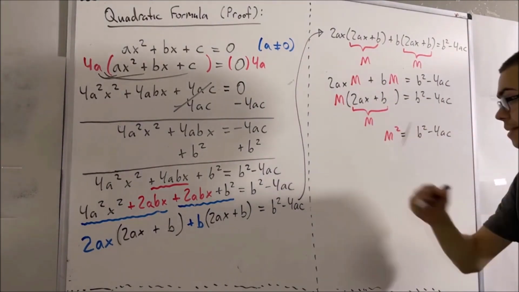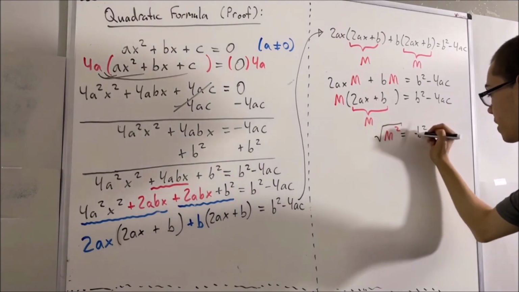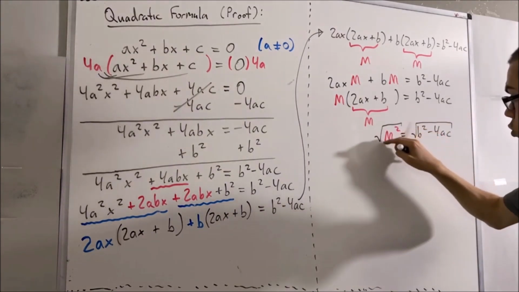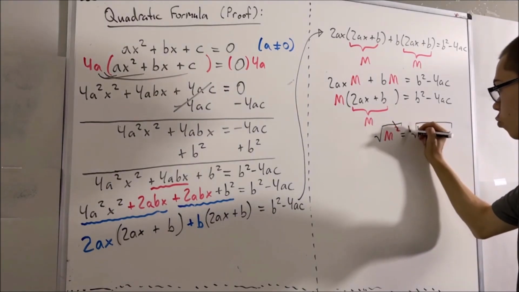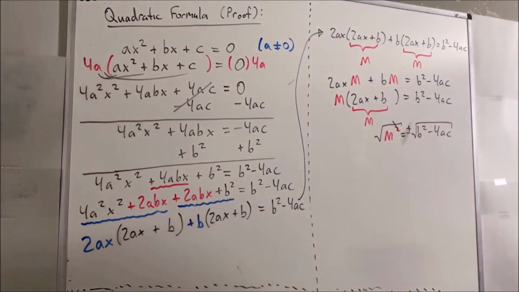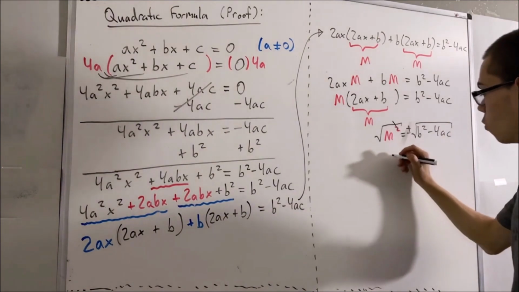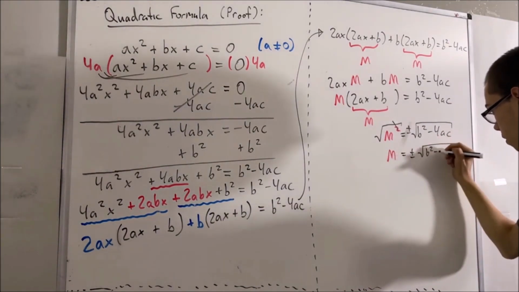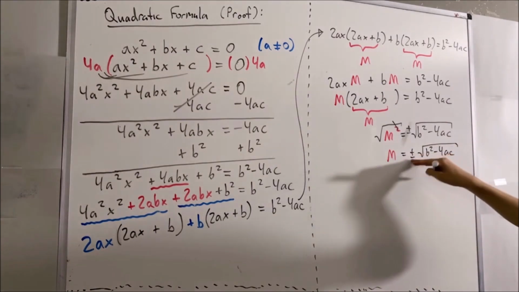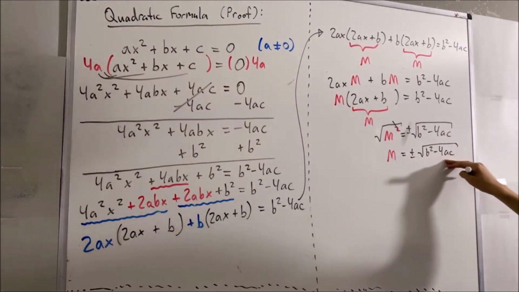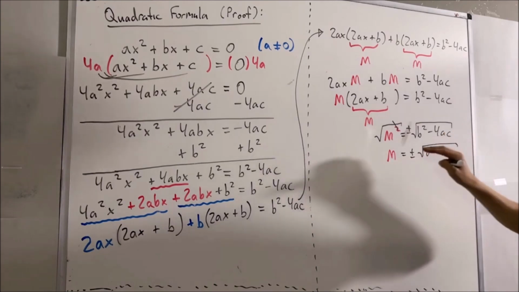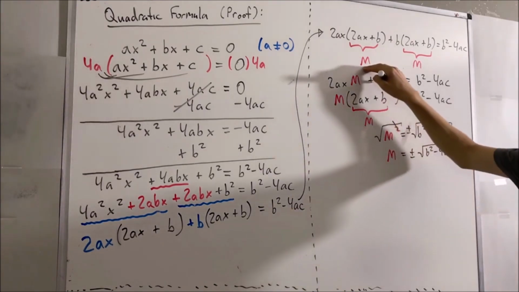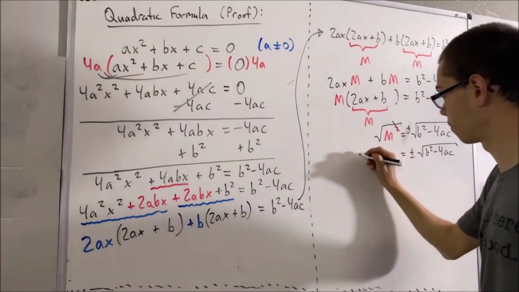The next thing I'm going to do is take the square root of both sides. Now, the square and the square root cancel out, and we get a plus or minus, if you recall. So if we do this, we have at this point solved for m. M is equal to plus or minus the square root of b squared minus 4ac. And we can re-express m as what it is, right? M is just 2ax plus b.